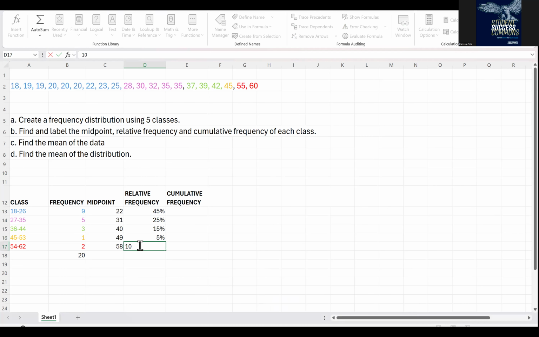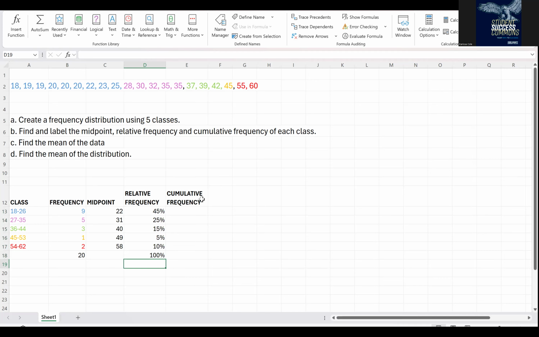And so this is how you calculate the relative frequency. It's just asking you what percent of the whole is represented by this category. And if you add up all of these percents, hopefully you end up with 100%.